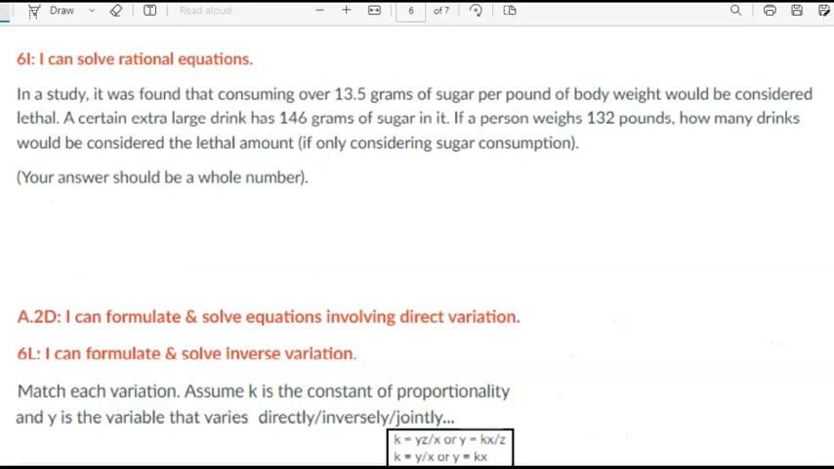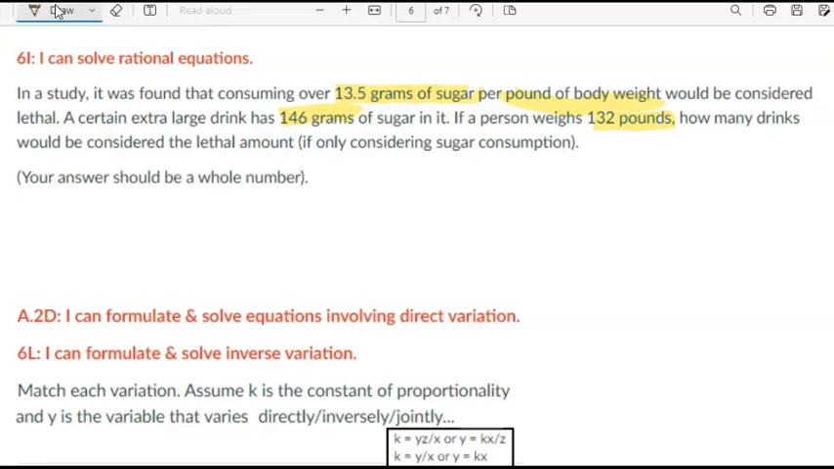I can solve rational equations. In a study, it was found that consuming over 13.5 grams of sugar per pound of body weight would be considered lethal. A certain extra large drink has 146 grams of sugar in it. If a person weighs 132 pounds, how many drinks would be considered the lethal amount if only considering sugar consumption?